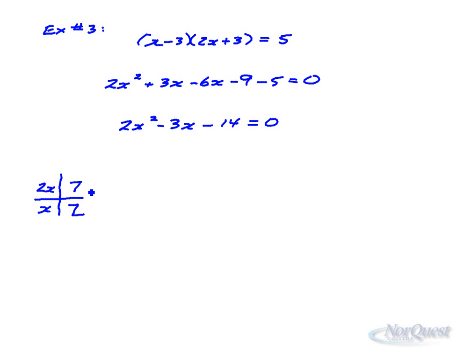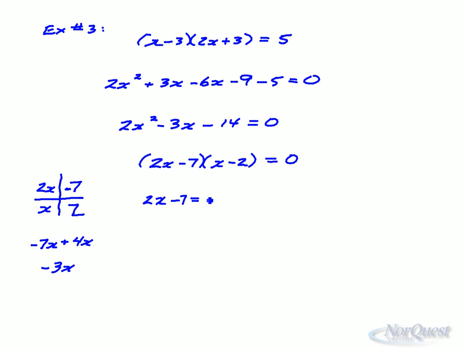Now we need a cross product that's going to give us negative 3. Well, if we make the 7 negative and we do the cross product, x times negative 7 gives us negative 7x. 2x times 2 gives us plus 4x. When you collect the like terms, you get minus 3x. Matches the middle term. So we now have the factors. 2x minus 7. The other factor, x minus 3, equals 0. Set each factor to 0.